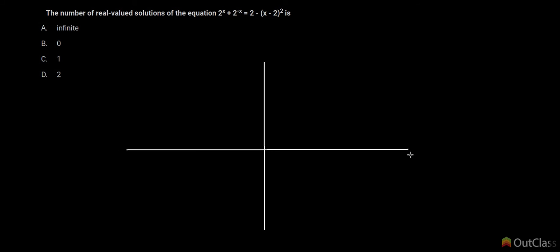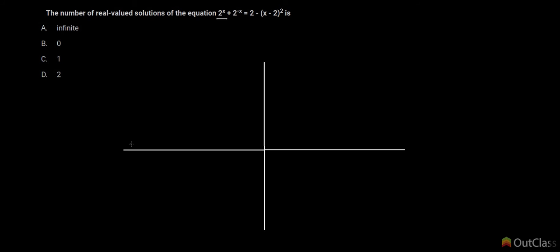The number of real valued solutions of the equation 2 raised to x plus 2 raised to minus x is 2 minus (x minus 2) whole square is how many? Now this question is best solved using a graphical approach, because we don't need to find the values. What the values of x are is not the question. How many values of x are there? Especially when the values are not required and you only have to find the number of solutions, graphical approaches might be very useful. So let's see what this looks like.